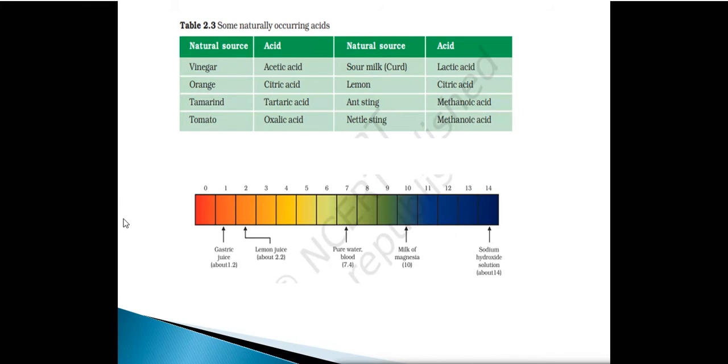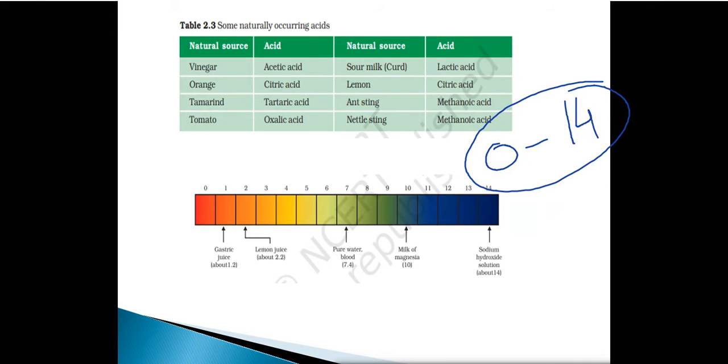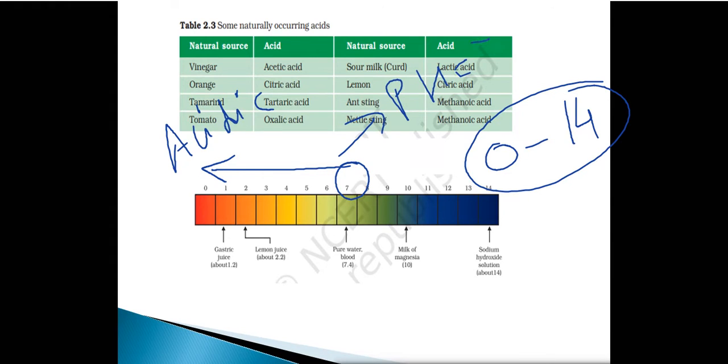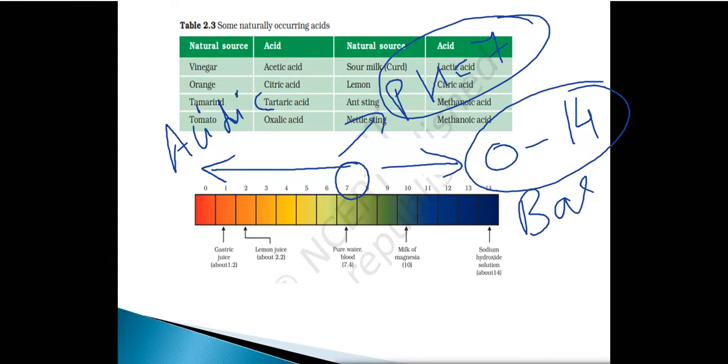Now let us look at the pH scale. You know that pH ranges from 0 to 14. When you move towards 0, acidic character increases. 7 is a neutral point, where if the pH of the solution or any other substance is equal to 7, we can say that the substance is neutral in nature. But as we move from 7 to 14, the basic character increases, that is OH minus ions increase, and in acid H plus ions increase.